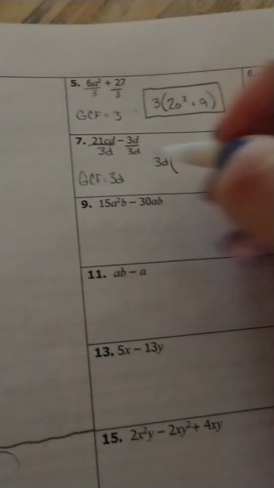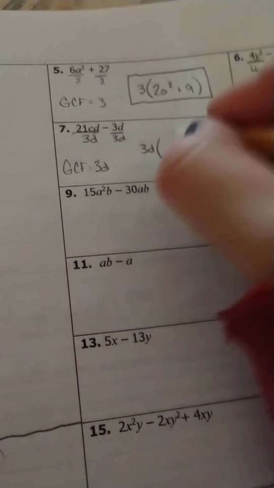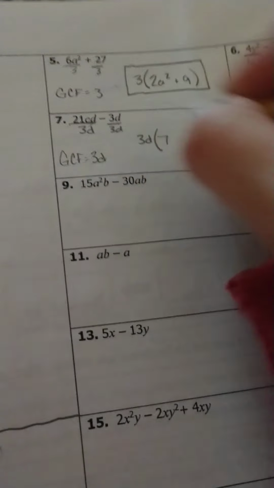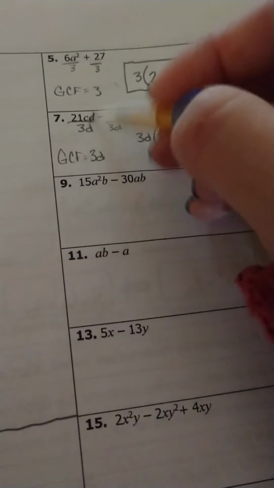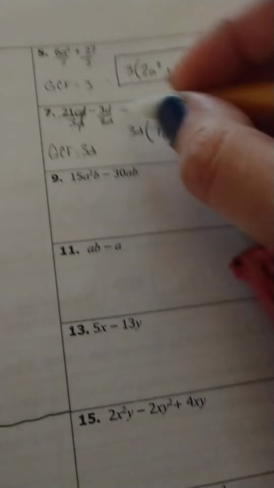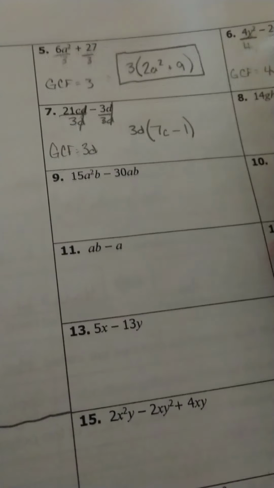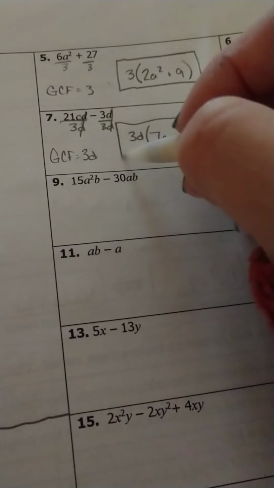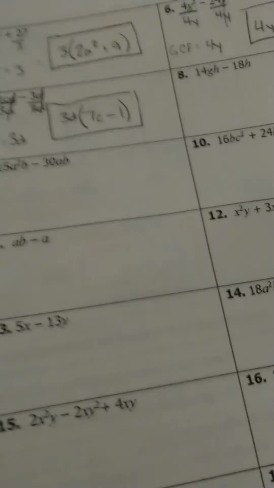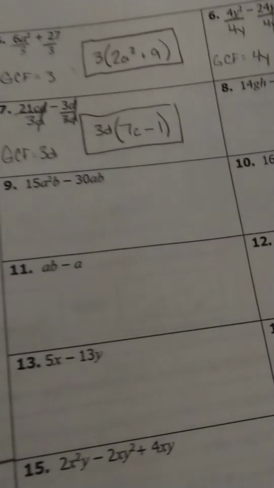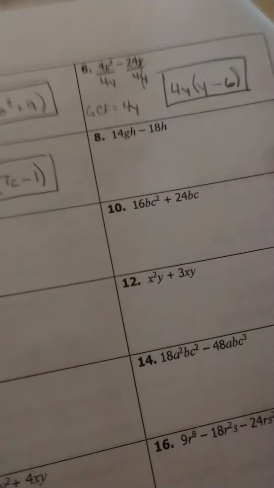And 21 divided by 3 is 7. C divided by nothing is C. D divided by D, those cancel. We move on to our next term. 3 divided by 3 is 1. D divided by D, they cancel. So you have 3D times the quantity 7C minus 1. Oop, sorry, dropped my pencil.